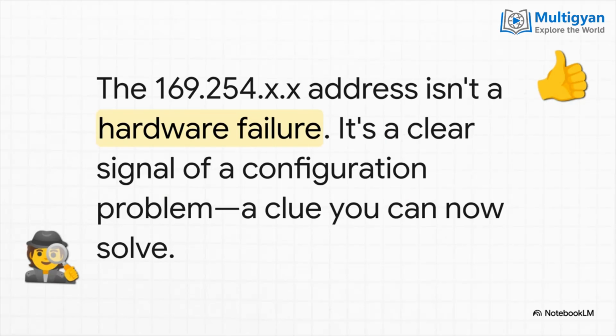And just like that, case closed. That mysterious, intimidating 169.254 address? It wasn't a sign that your computer was broken. It was just a clue. A clue that was pointing you toward a simple configuration mistake. And now that you know how to read the signs, you have the power to solve the mystery yourself. Kind of makes you wonder, right? What other cryptic error messages are just clues waiting for us to figure them out?